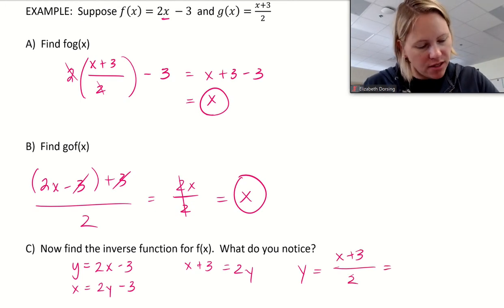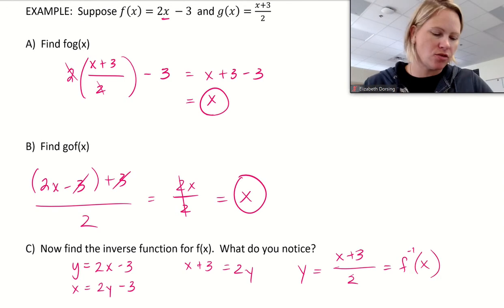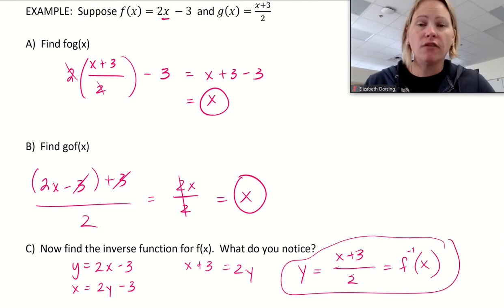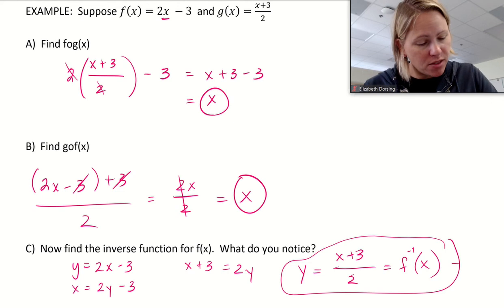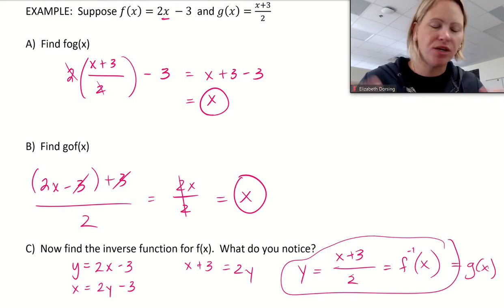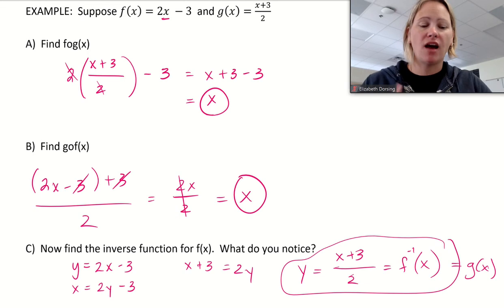So this is the inverse function. That's another notation that we can use for f of x. So we say it's the inverse of f. And it also happens to be the g equation. And when two functions are inverses of each other and we do the composition with them, they undo each other.